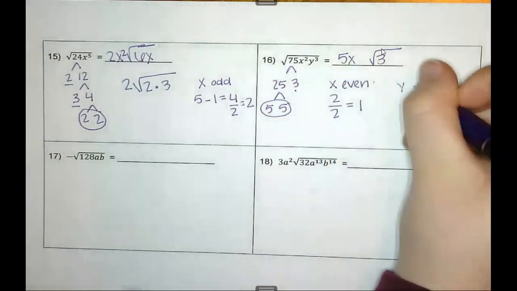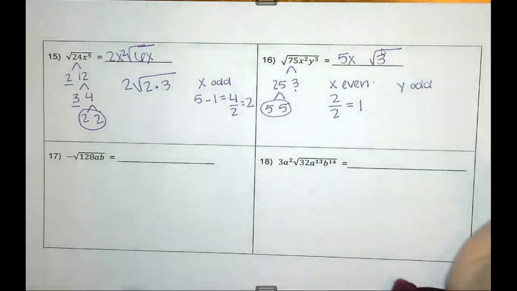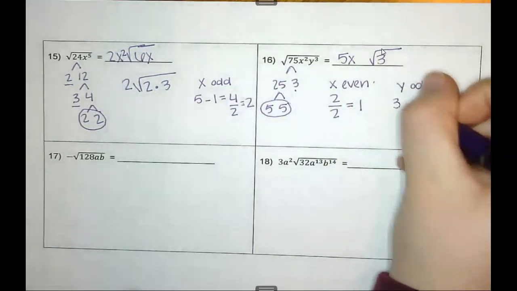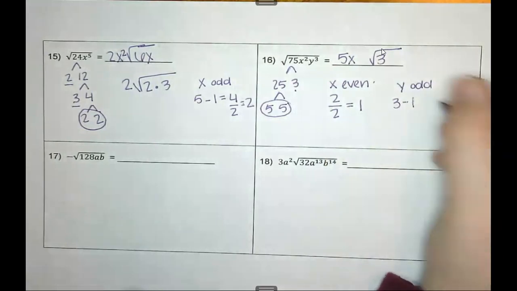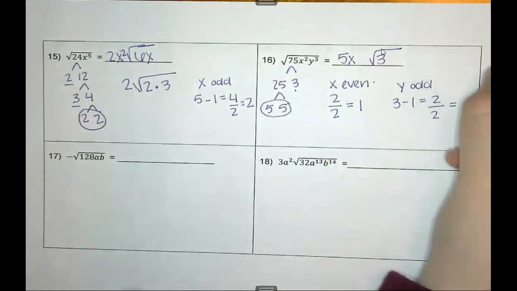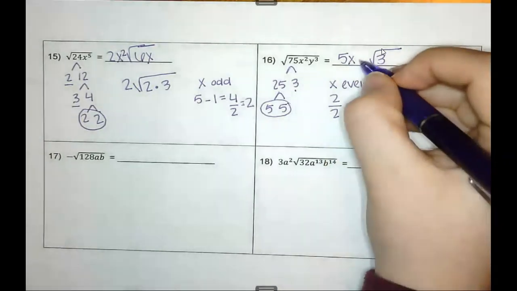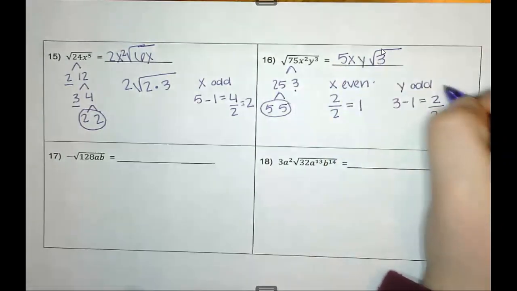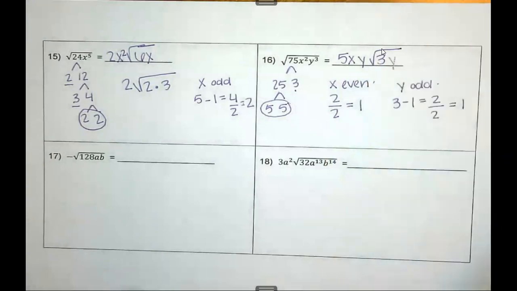For y, my power is 3, which is odd. So our rule for odd values is to subtract 1, which would give us 2, and then divide by 2. 2 divided by 2 is 1, so I do get to pull out 1 y. However, because it was odd, we also have to leave 1 remaining under the square root. So my final answer for number 16 is 5xy times the square root of 3y.